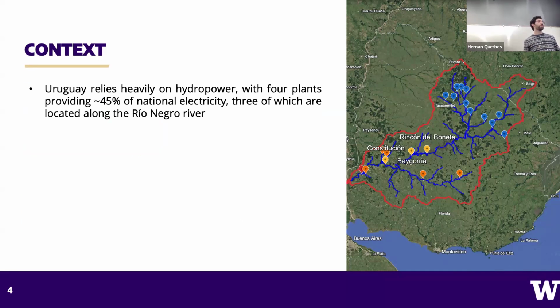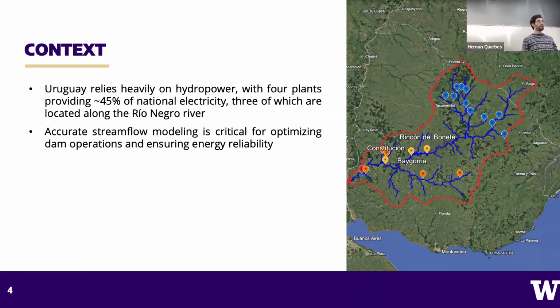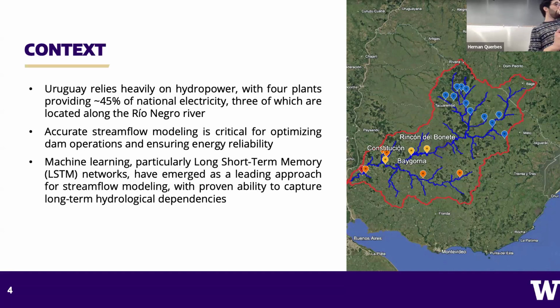As a little bit of context, Uruguay relies heavily on hydropower. 3 of the 4 dams are in the Rio Negro basin. So this is why it's very important to have accurate streamflow modeling, so we can optimize dam operations and ensure energy reliability. Machine learning approaches, specifically LSTM networks, have emerged as a leading approach to model streamflow because of their capacity to store long-term memory.